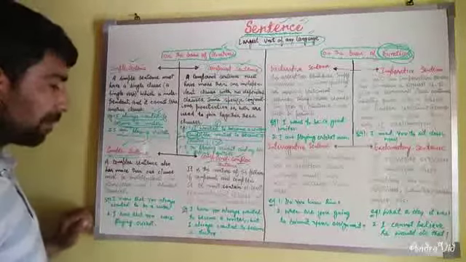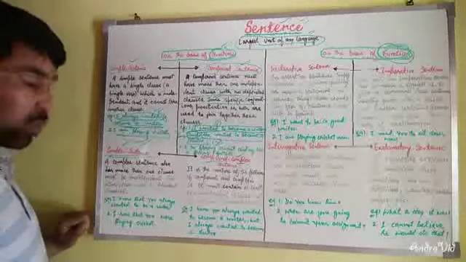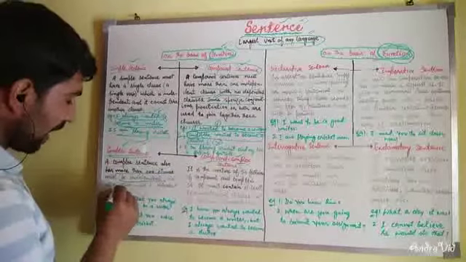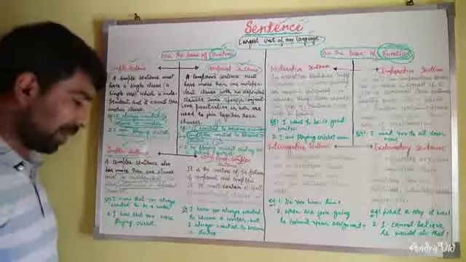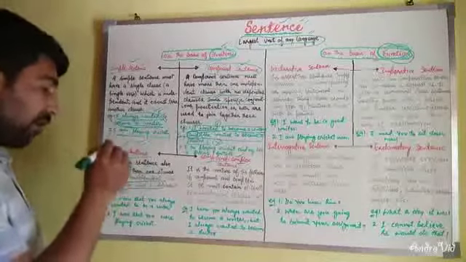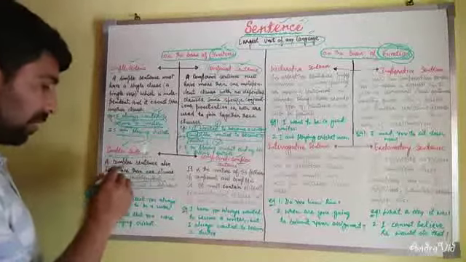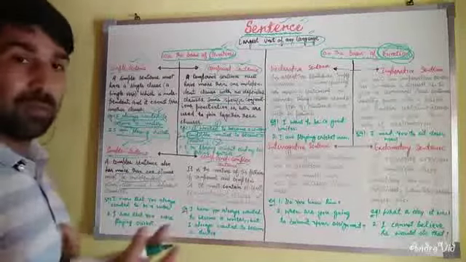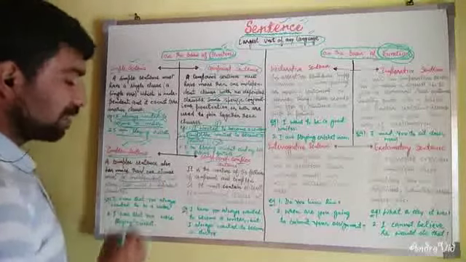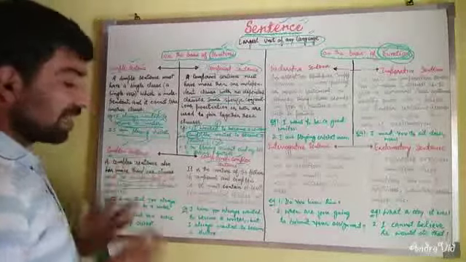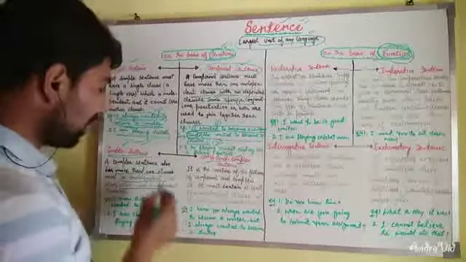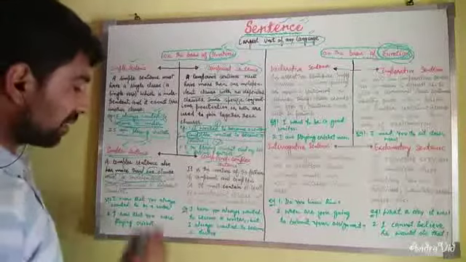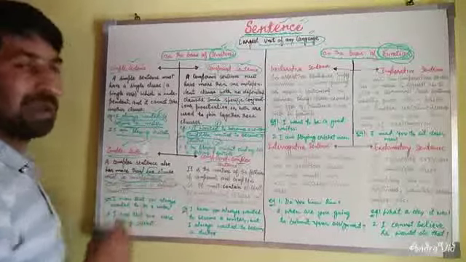Now the third, which is the complex sentence, which has some complexity. That means it is a little more complex than compound. A complex sentence has more than one clause; one must be independent, and the others must be dependent clauses. It is compulsory that one must be independent and the others may be dependent on it.